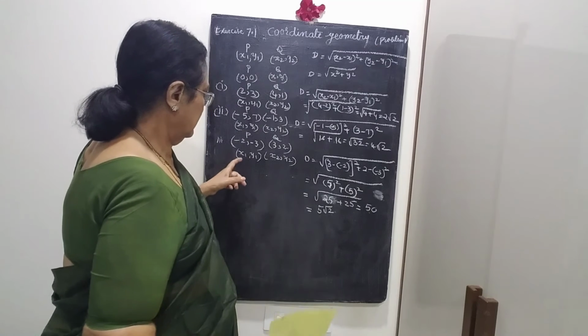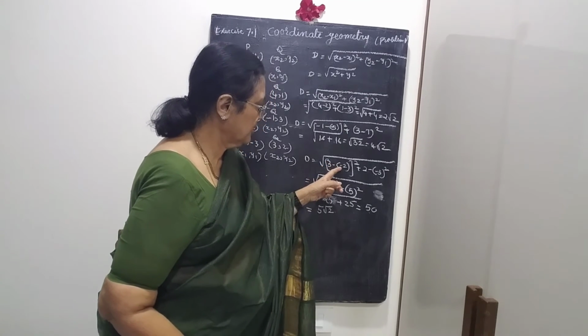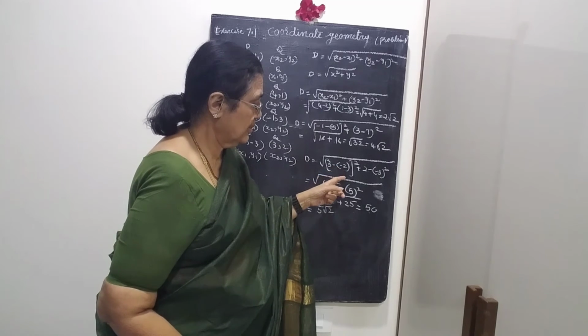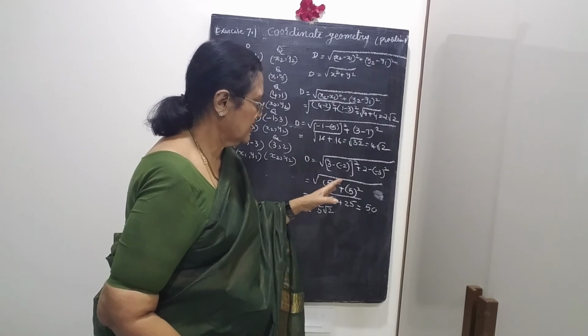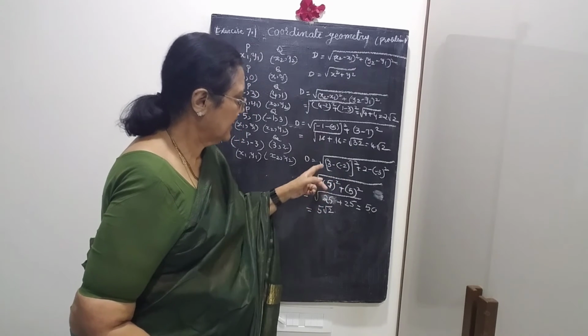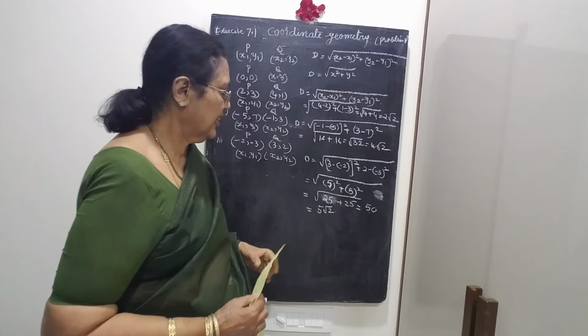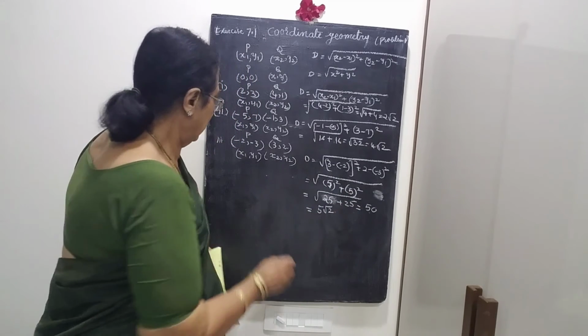So this is where I went wrong, because for minus 2 into minus 2, I took 2 square. Minus of minus 2 is 2. Therefore 2 plus 3 is 5. 5 square plus 5 square, 25 plus 25, so the answer is 5 root 2.